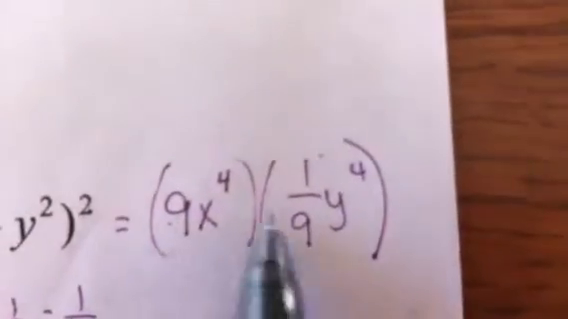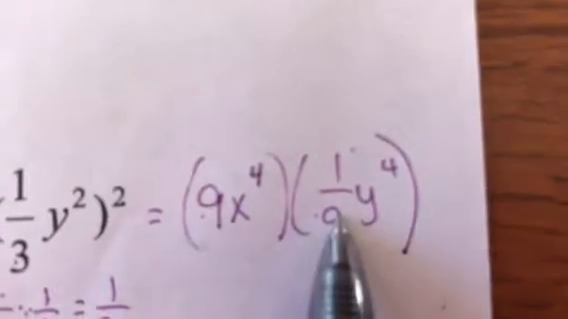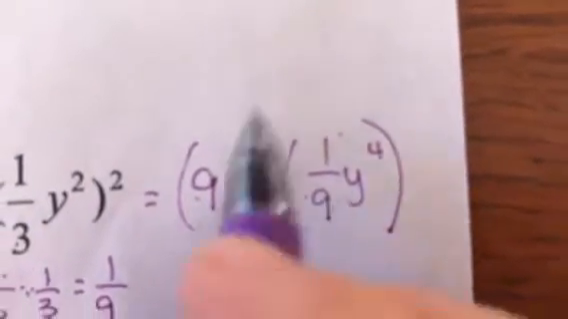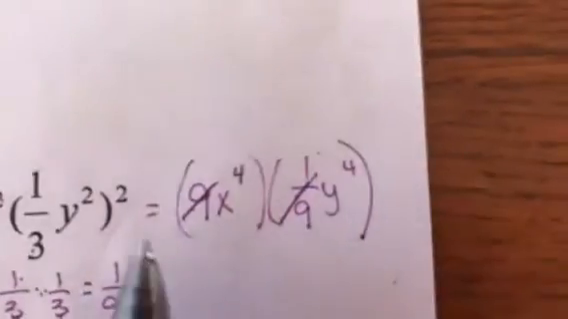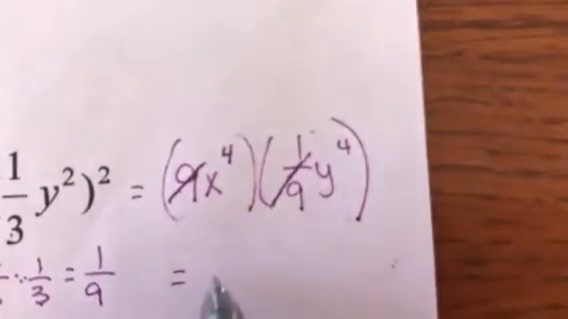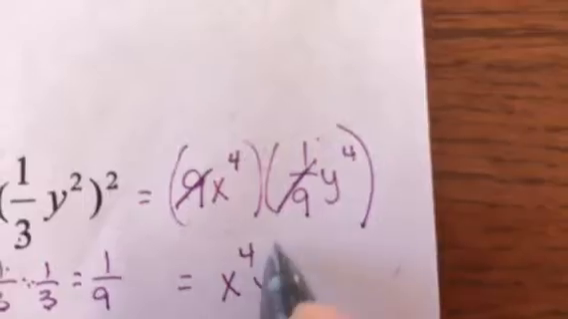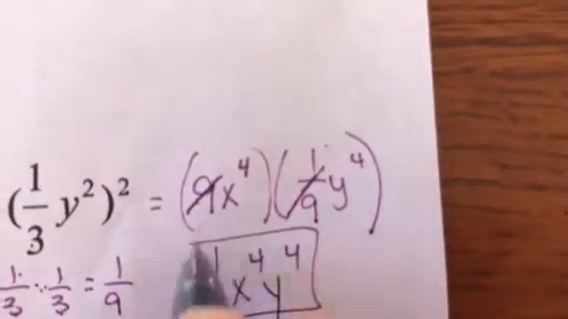Well, look, you can multiply in any order. What is 9 times 1/9? Well, that's 9/9, which is 1, so these cancel out. I feel that's blurry, and my eyes are just getting old. So all I'm left with is an x to the 4th, y to the 4th, okay?